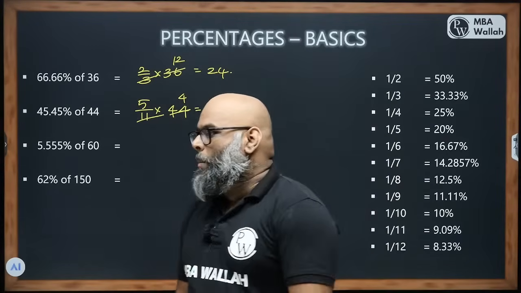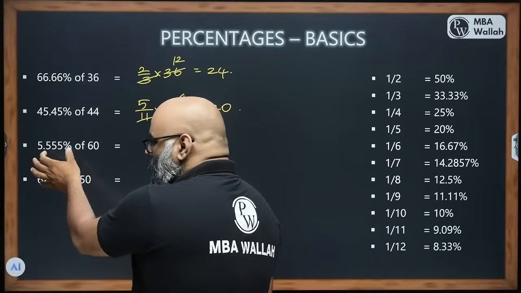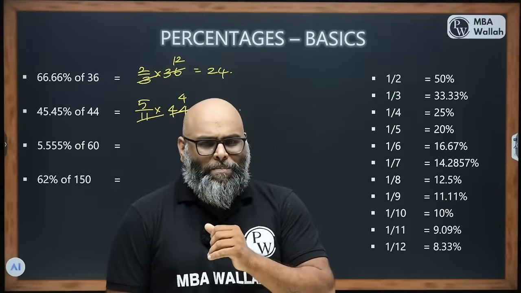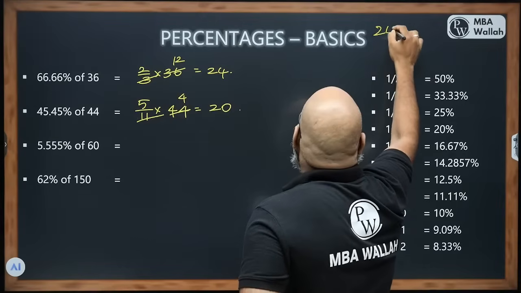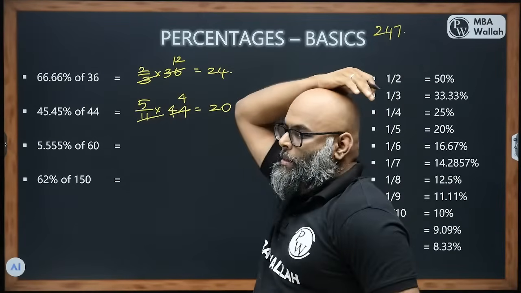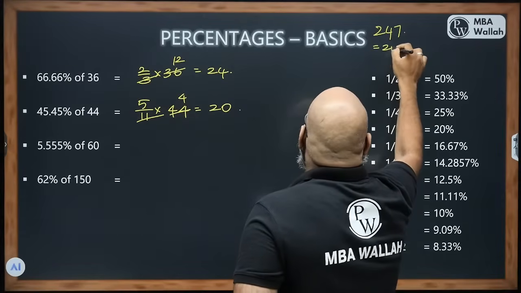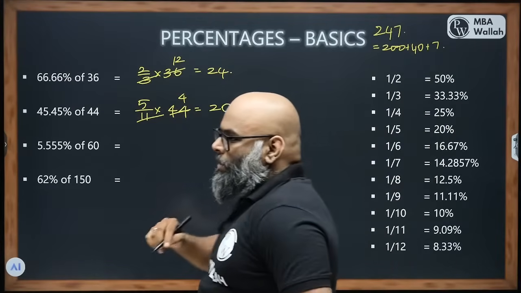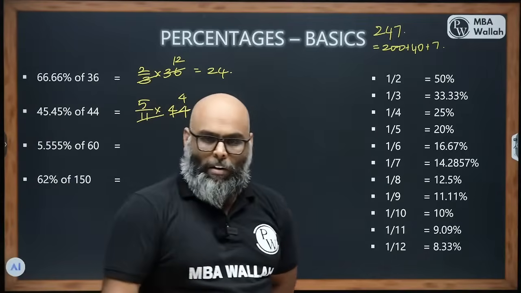So this is where I'm going to bring you one other idea. What I'm going to do is look at 5.555 and split it. Now if I give you a number, let's say 247, and ask you to expand it, what will you do? We'll say that's 200 plus 40 plus 7. That's how you would have written it.